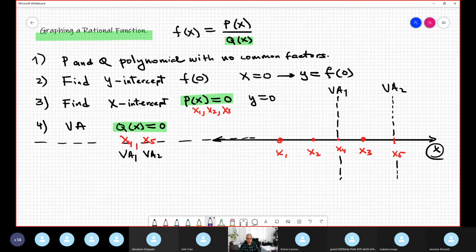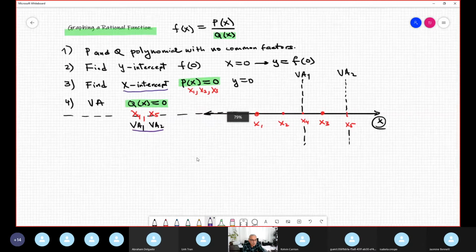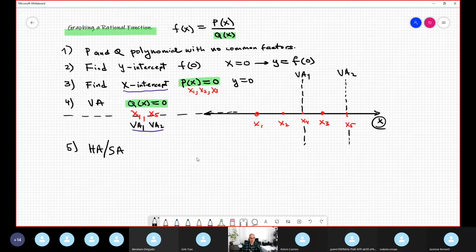But in this moment, in number 4 step, I do the rough sketch for the partition of the x-axis using the x-intercept, and using the vertical asymptote. Okay. Now, in number 5, it's obvious. The next step is 5. It's the horizontal asymptote or slant asymptote. And remember, both is impossible. Or you have horizontal or you have a slant.